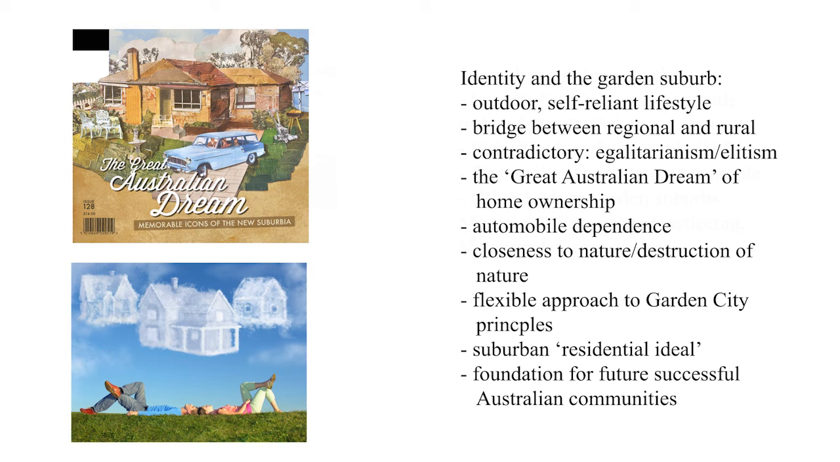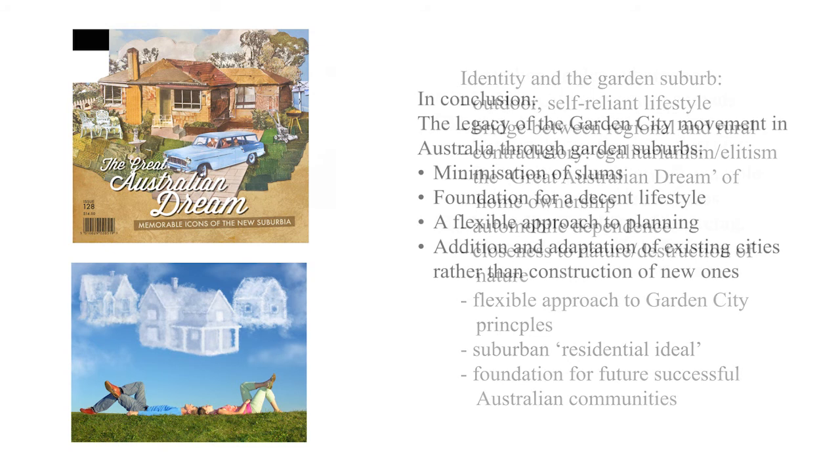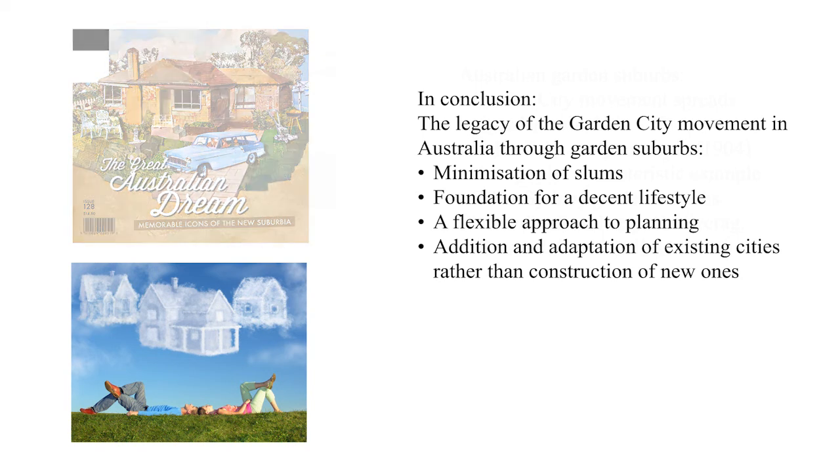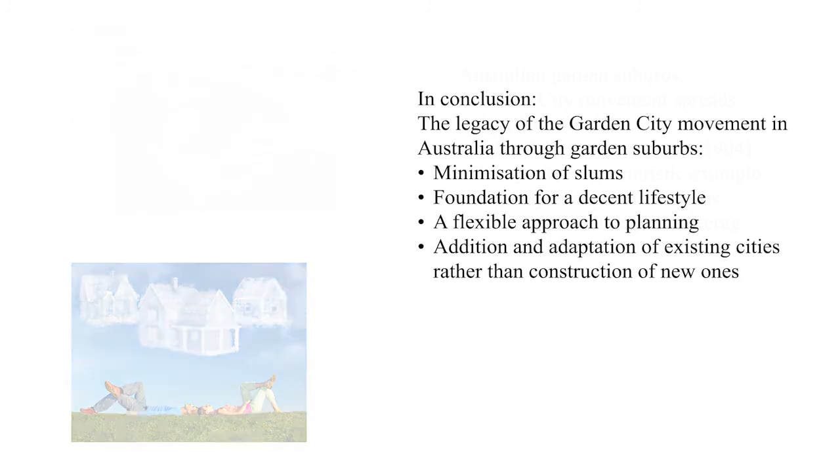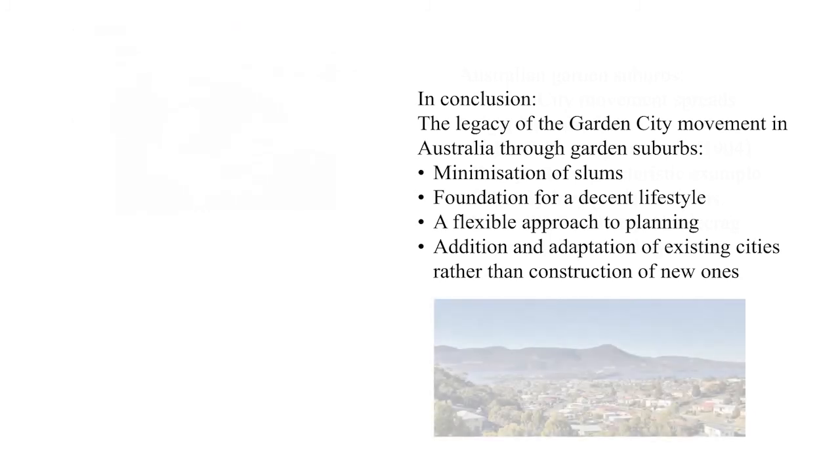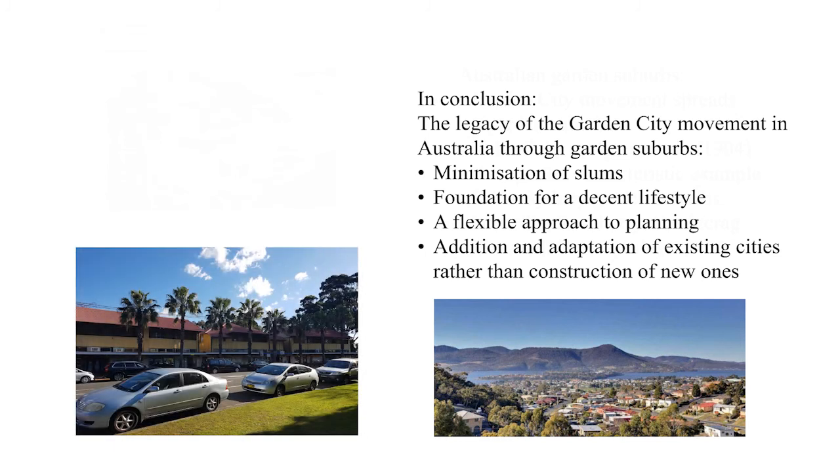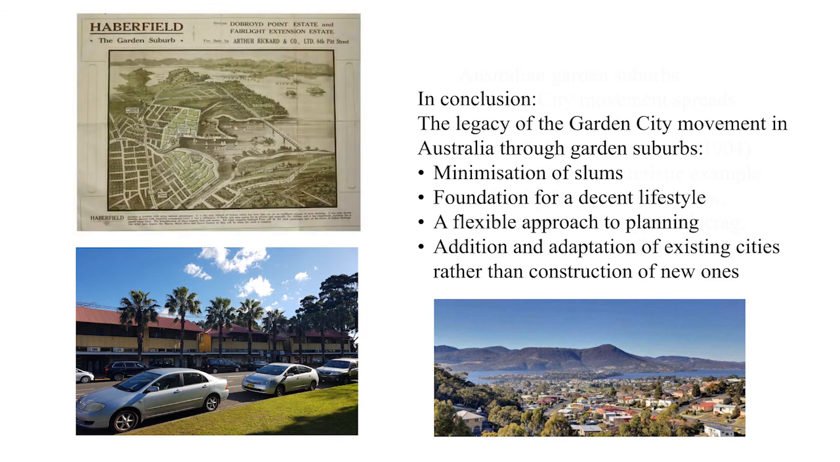they had planned. In conclusion, the legacy of the Garden City movement in Australia has come through the garden suburbs' influence on many subsequent suburbs, allowing minimisation of slums and similar living conditions, providing the foundation for a decent lifestyle for a large proportion of Australians, and a flexible approach to planning, allowing addition and adaptation of existing cities rather than the construction of new ones.